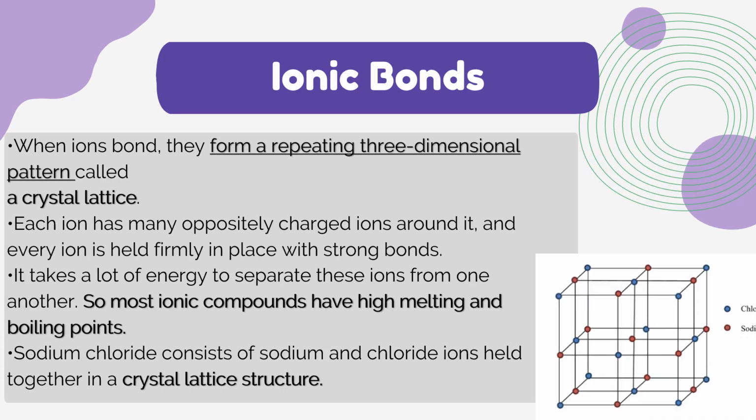Now we'll talk about the ionic bond in a 3-dimensional pattern, called a crystal lattice. What is a crystal lattice? Each ion has many oppositely charged ions around it, and every ion is held firmly in place with a strong bond. So it takes a lot of energy to separate the ions from one another. So ionic compounds have a high melting and boiling point due to the crystal lattice structure. And this is the shape of the crystal lattice structure of the sodium and chlorine ions.